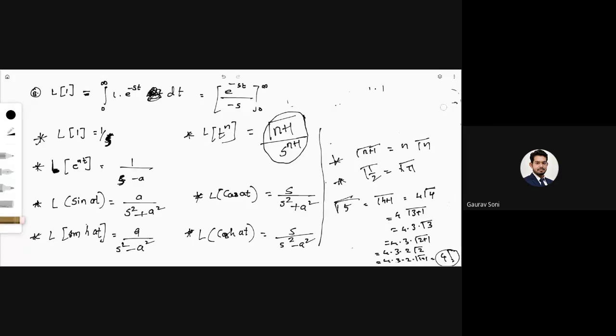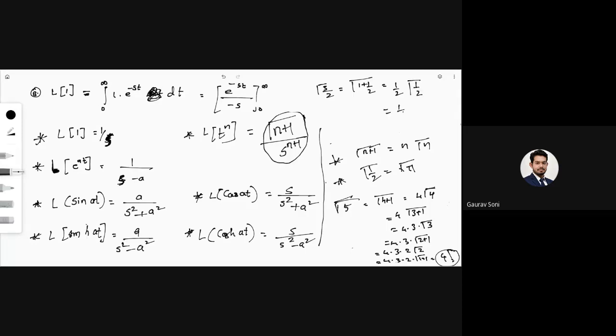I will find out gamma of 3 by 2. So if I want to find out gamma of 3 by 2, this will be equal to gamma of 1 plus 1 by 2. What is the formula? Gamma of n plus 1 is n gamma n. So 1 by 2 plus 1 will be 1 by 2 gamma of 1 by 2.